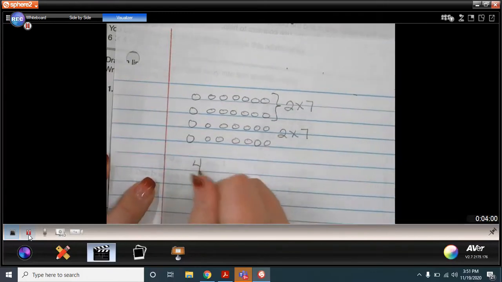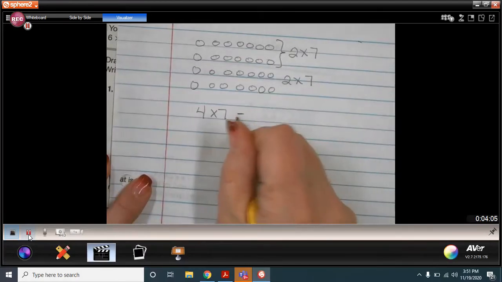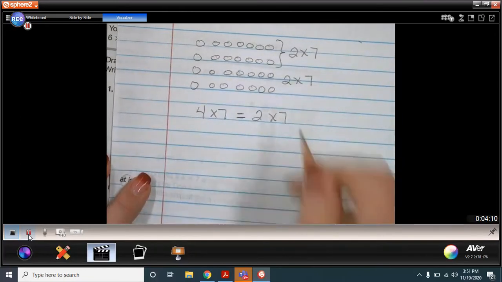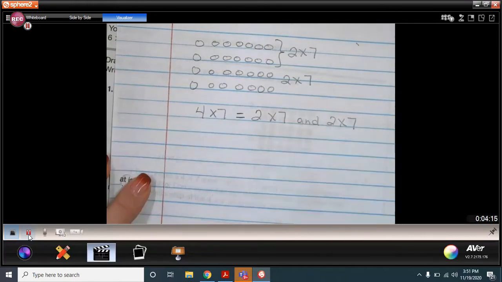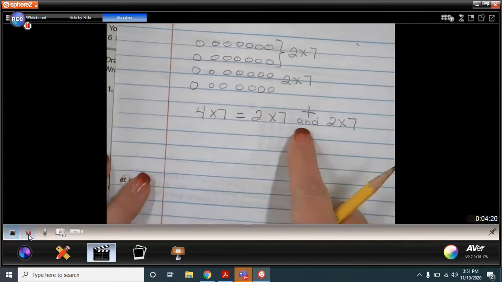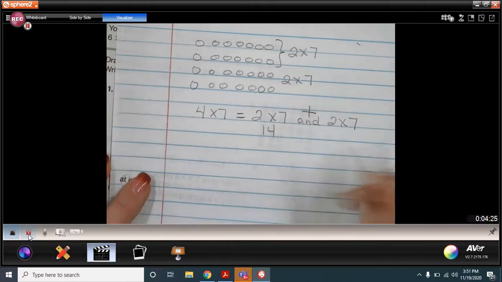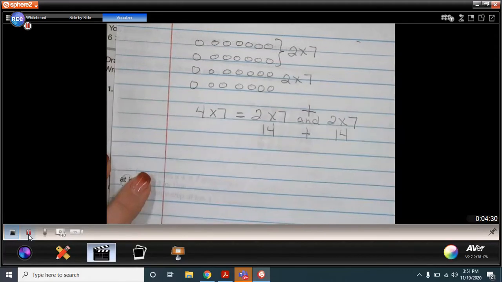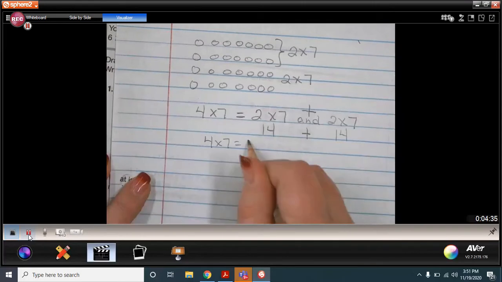So the 4 times 7 is the same as or equal to saying 2 rows of 7 and 2 rows of 7. Now, I could put a plus symbol here because that means I'm combining them together. So 2 times 7 is 14, and this 2 times 7 is 14. And when I put my 14 and my 14 together, my 4 times 7 is going to be 28.